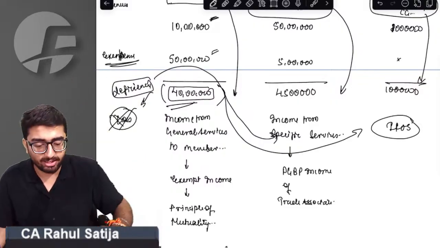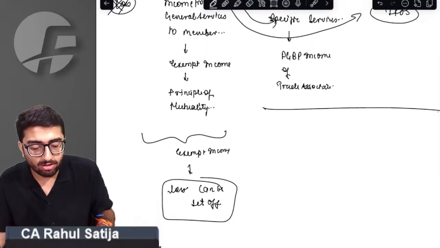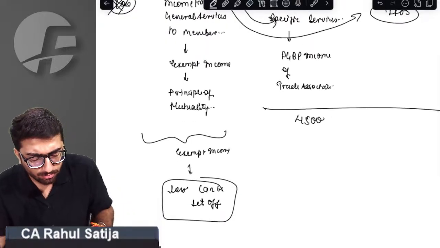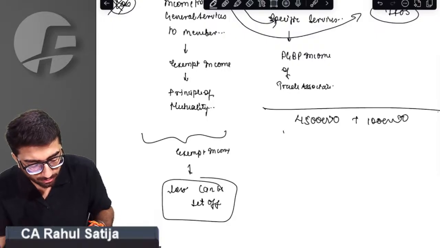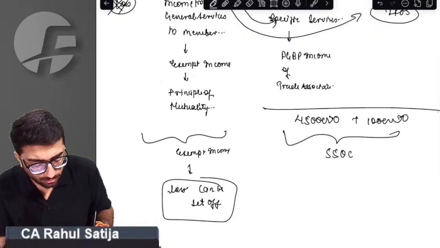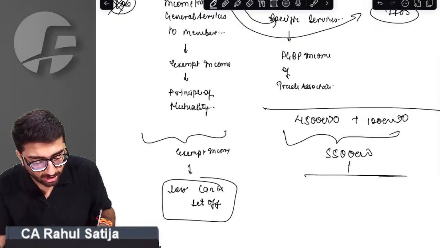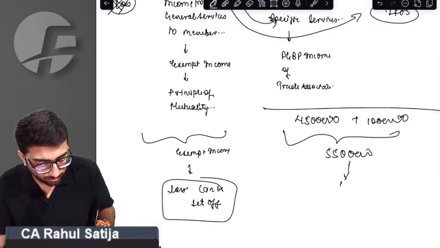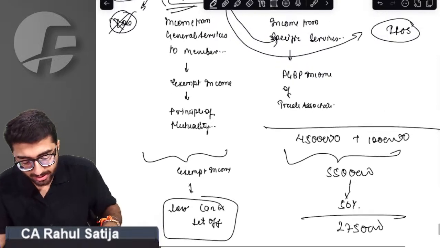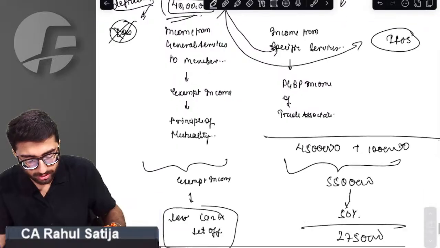And how much loss can you set off? You can set off 50% of the other income. So, for example, 45 lakh plus 10 lakh, other income is 55 lakh. Of this other income, you can set off only 50%, that is 27 lakh 50,000. You can set off 27 lakh 50,000 rupees only.